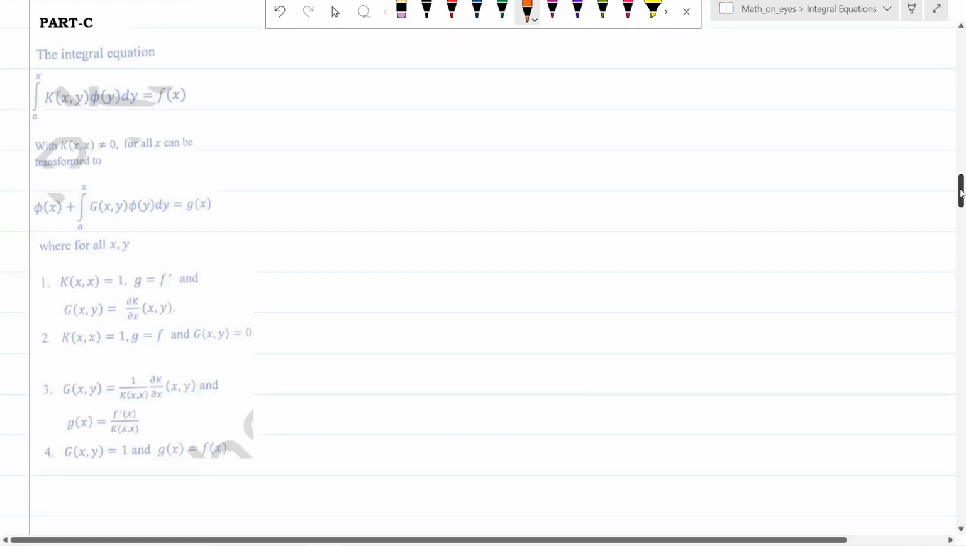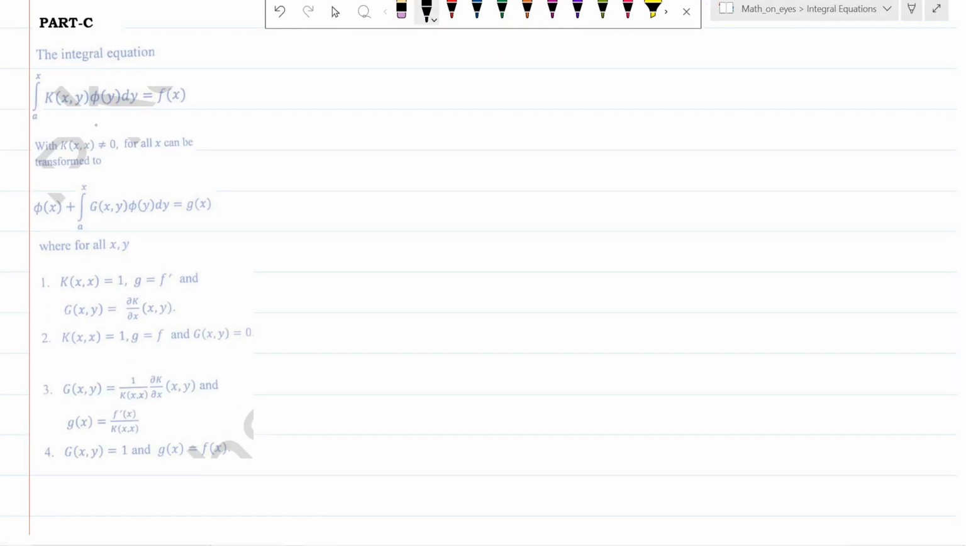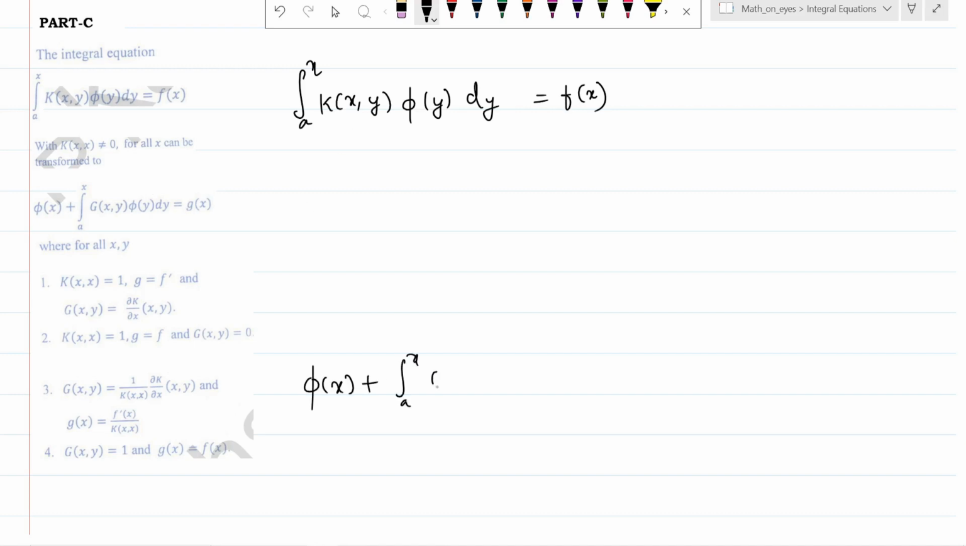Next question from part C. The integral equation integral a to x k of x comma y into phi of y dy is equal to f of x. This is a Volterra integral equation of first kind. Now they have given that the kernel is not equal to 0 for all x, and it can be transformed to phi of x plus integral a to x g of x comma y into phi of y dy is equal to g of x.